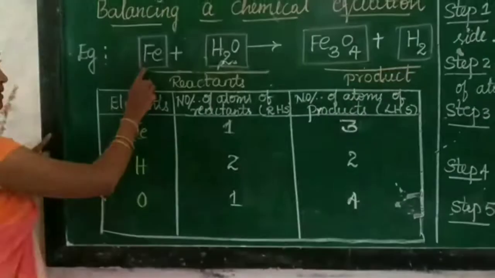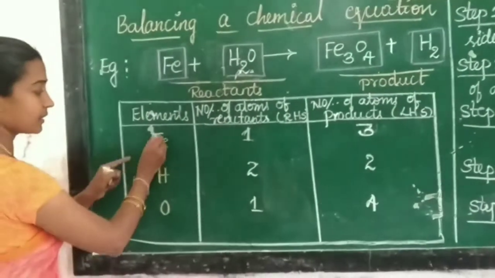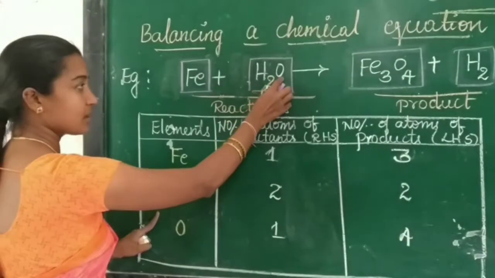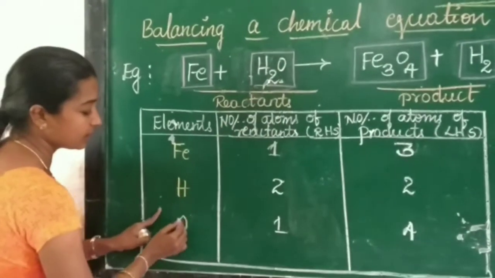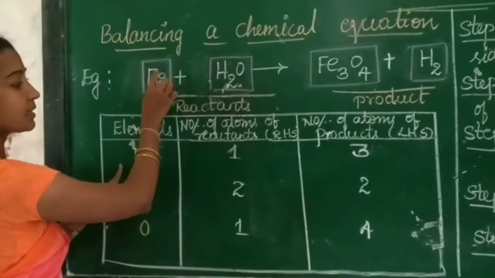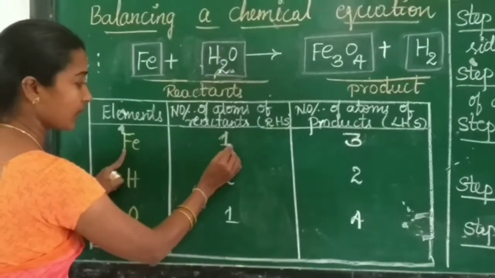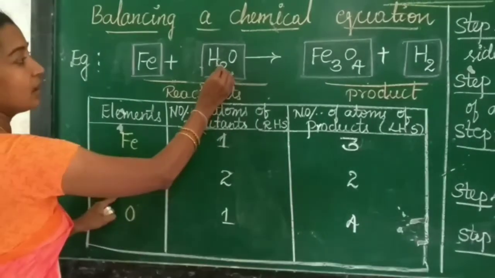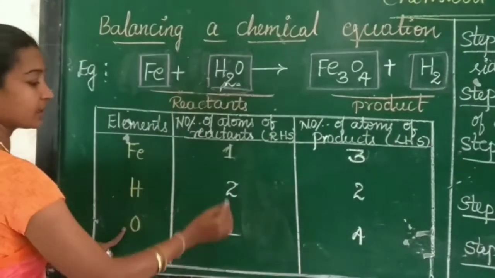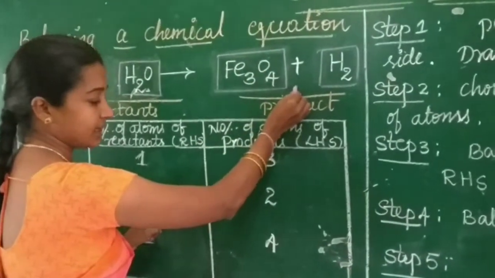And observe the equation. The elements used here are iron, hydrogen, and oxygen. Write here iron, hydrogen, and oxygen. Observe carefully this equation and write the number of atoms of the reactants. Iron is having only one atom, write here 1. Hydrogen is 2, write here 2. Oxygen is having only one atom, write here 1.